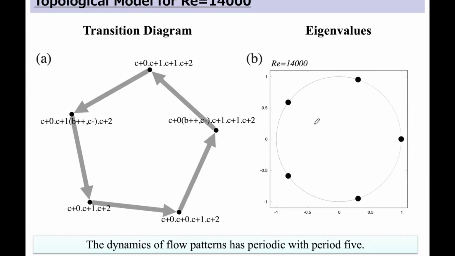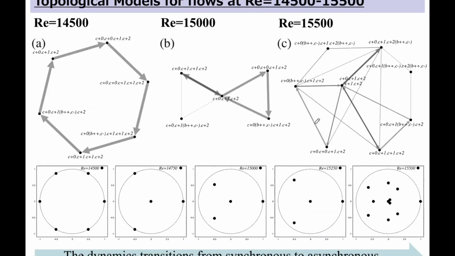So here is what we are going to apply. This is a transition graph, as I have shown before, for the Reynolds number of 14,000. For this, we create a transition matrix. The eigenvalues are aligned like this. This indicates that the 5 eigenvalues are aligned on a regular pentagon, which means the flow pattern dynamics has a period of 5, which is very consistent with my intuition.